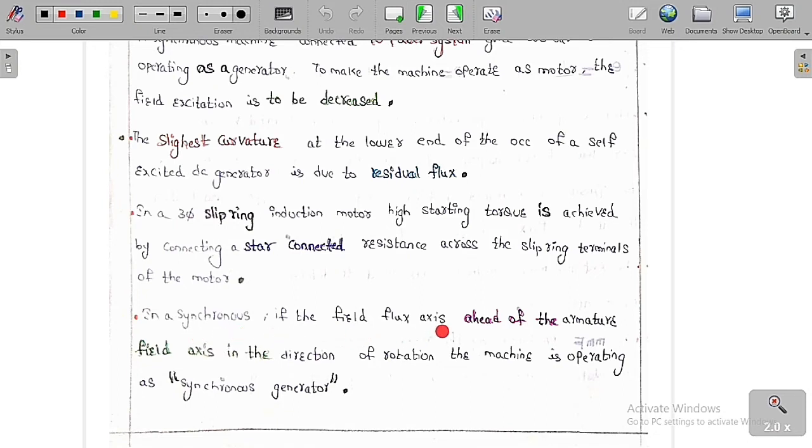In a synchronous machine, if the field flux axis is ahead of the armature field axis in the direction of rotation, the machine is going to operate as a synchronous generator. Simply, they are saying that the field flux is ahead of the armature flux, so it is said to be a generator. The vice versa is when the armature flux is ahead of the field flux, it is said to be a motor. I have already told everything in the concept itself.